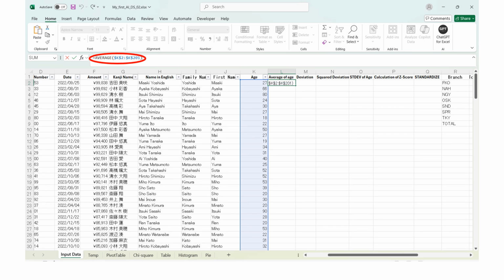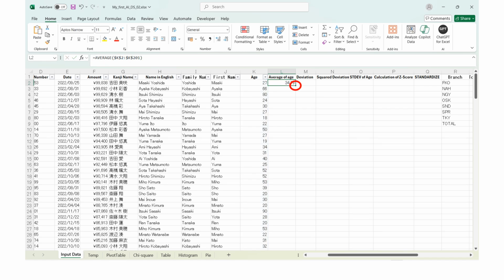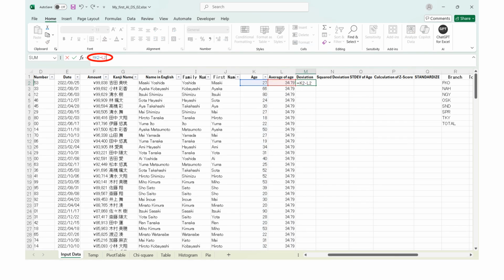Make them absolute references so that the range does not shift when copied. Autofill. Deviation is the difference between the individual age and the average age. Enter the formula. Age minus average of age.